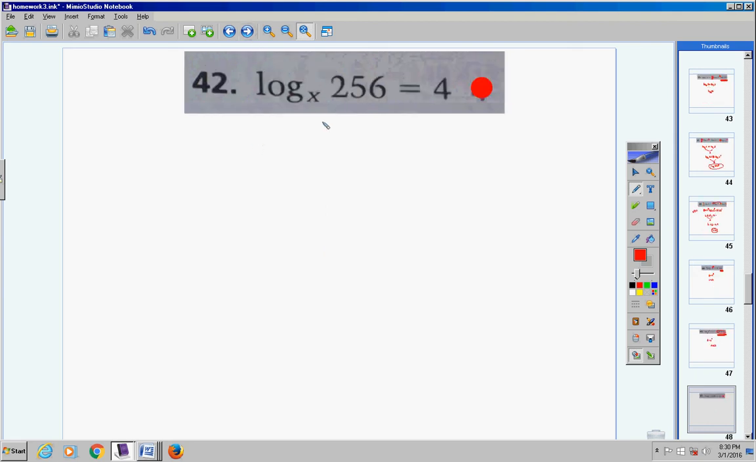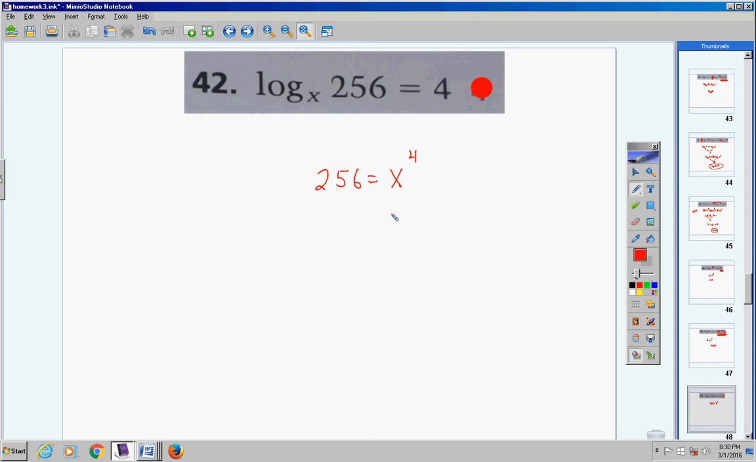Number 42. Okay, another logarithmic equation, okay? So here we go. Step 1, isolate the logarithm. Well, here's my word. Here's my argument and base. Yes, it's isolated. So step 1 is done. Step 2, write it exponentially. So 256 equals x to the 4th power. Now, this is not an exponential equation. An exponential equation would have the 4 down here and the x up here. In order to have an exponential equation, you must have the unknown in the exponent. We do not. We have the unknown down here for the base.